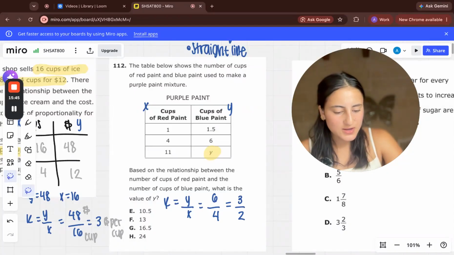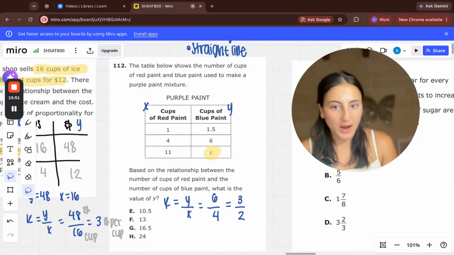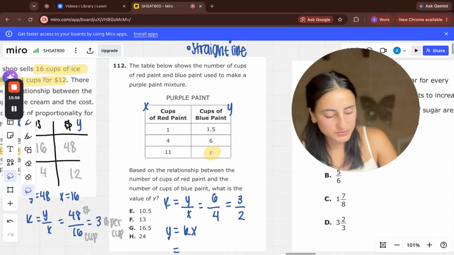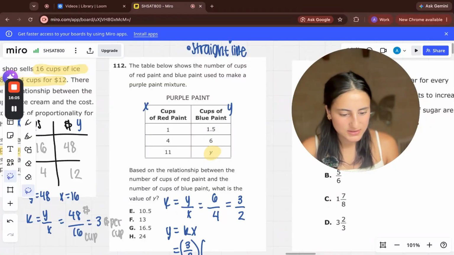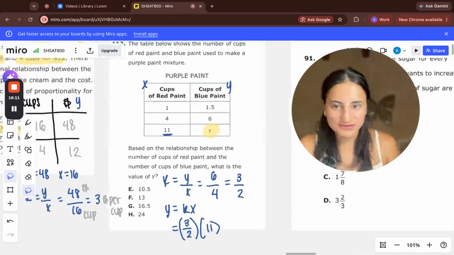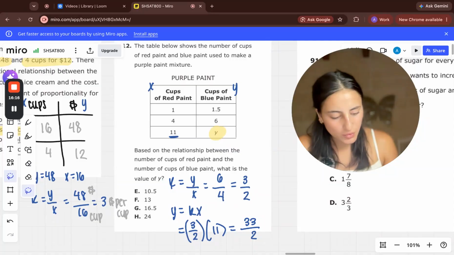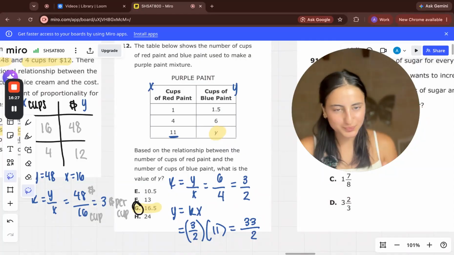So from there, if k is equal to 3 over 2, in order to find the y value, we know the equation y is equal to kx. So k is equal to 3 over 2, and x is equal to 11, which was already given to us over here. If we multiply those, we get 33 over 2, which gets us the answer choice of G, 16.5. Great.